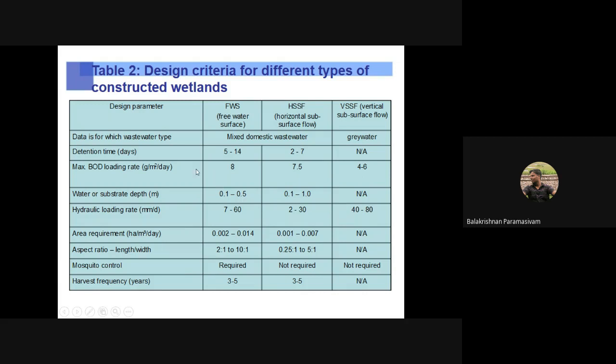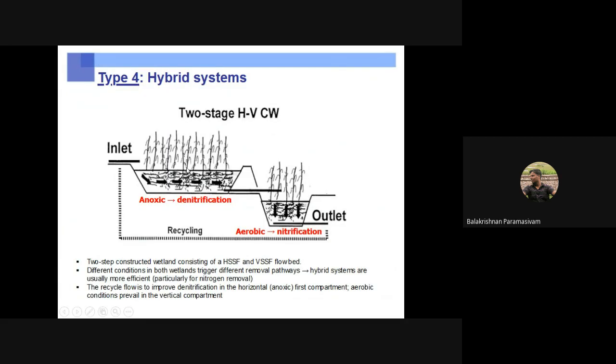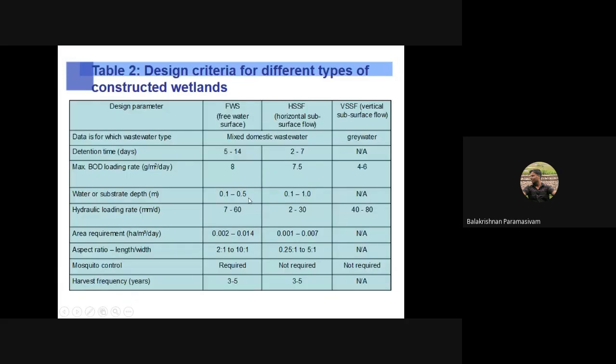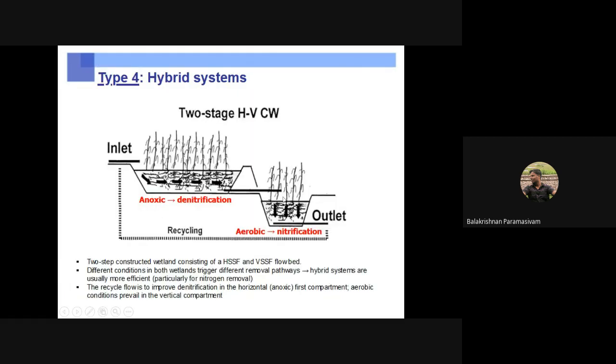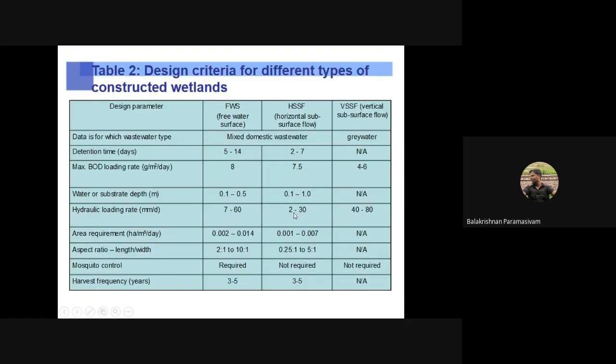That means the water should stand at what height from the top of the layer, stagnant like. So here it is 0.1 to 0.5. Here we can go to 0.1 to 1 meter. And here it is not applicable because water is passing through the vertical direction.